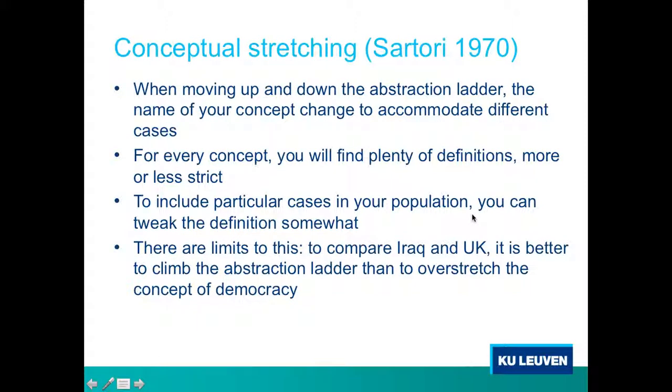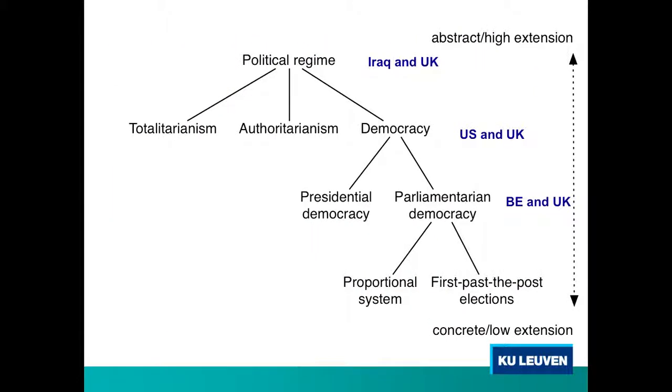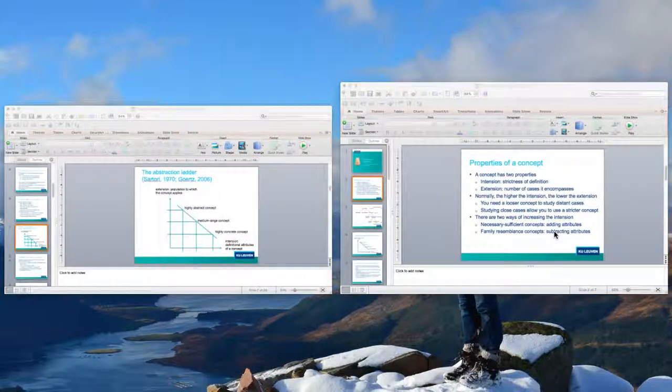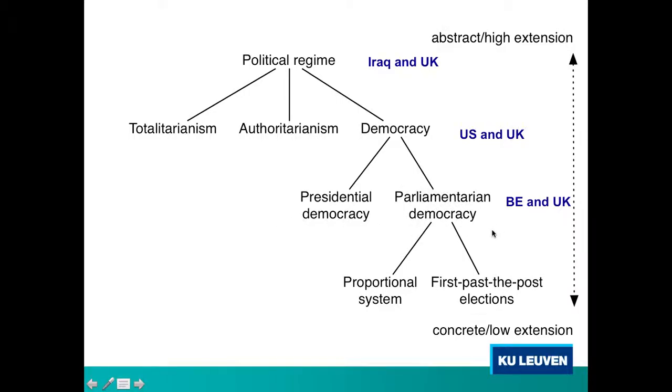Okay, there is another way actually to encompass distant cases, and this is called conceptual stretching. You will have noticed that when you are moving up and down the abstraction ladder, the name of your concept changes to accommodate the different cases. So if we go back, we were talking here about parliamentarian democracy, that is democracy plus an adjective, and here we even change the name of the concept.